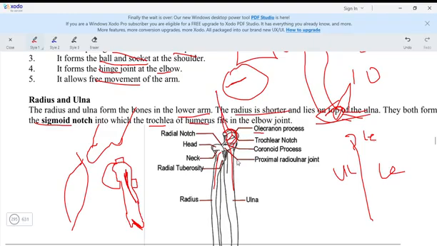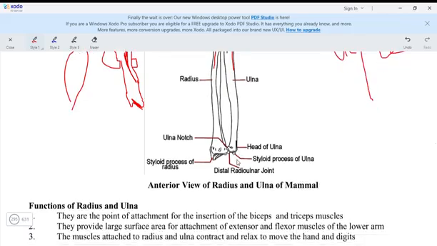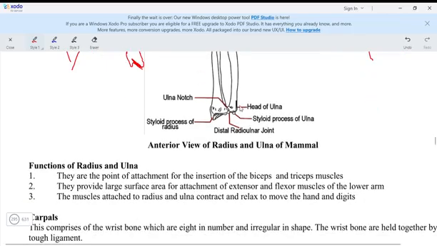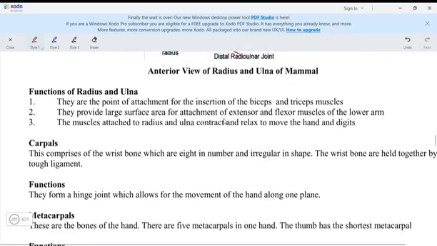So if you come down, you see another part of the radius and ulna. We call it the head of the ulna. It means that's where the carpus is coming to attach to. So that's for the joints of carpals and the ulna.